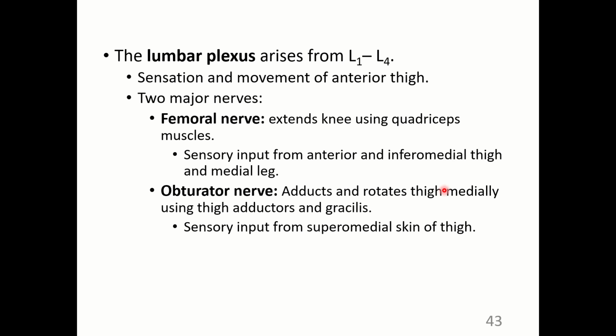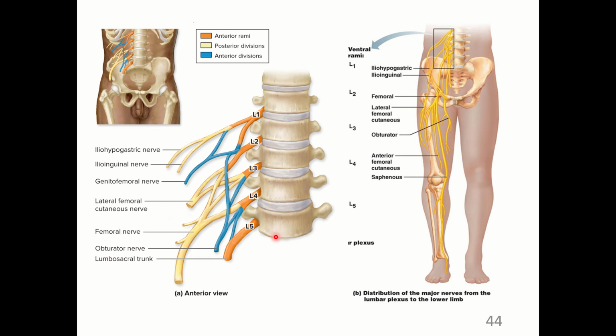The obturator nerve adducts, or brings the thigh towards the midline of the body, and rotates the thigh medially using your thigh adductors and gracilis muscles. It also provides sensory input from the superomedial skin of the thigh. So here's the obturator nerve. So basically it's going to be your adductor nerve to bring the thighs back towards the midline of the body, and also the sensation of the skin in the superomedial portion of the thigh.